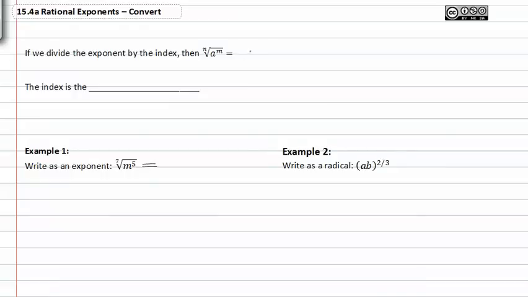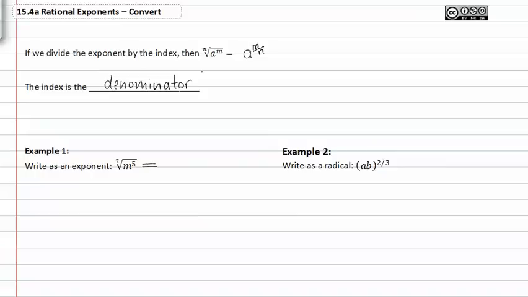with a to the m first, and just as we've been doing all along, dividing the exponent by the index. The index is always the denominator in the exponent.